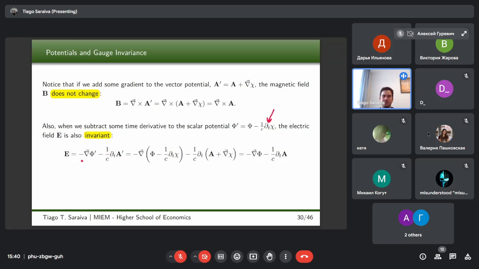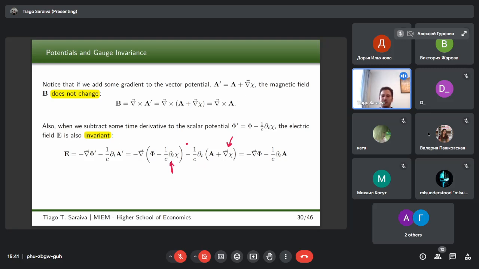So you have here, for example, minus gradient of phi minus 1 over c d of A prime. If you change this like this, you will see that the electric field is not changed. So let's put here the gauge on the scalar potential, and the gauge again goes to the vector potential like this. So this is how the vector potential is changed with the gauge, and this is how the scalar potential is changed with the gauge.